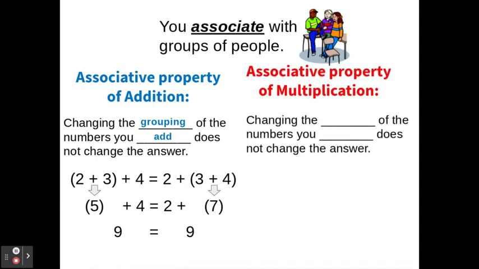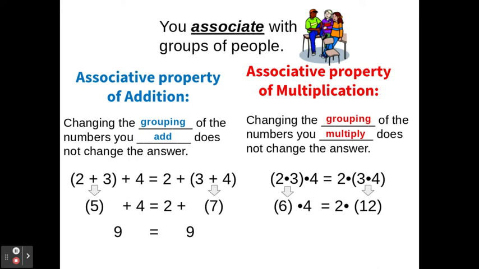We also have associative property of multiplication, because as you know, changing the grouping of the numbers that you multiply is not going to change the answer either. So if I'm taking 2 times 3 times 4, I could group the 2 times 3 together first, or I could group the 3 times 4. See how I'm changing the grouping in the parentheses? But notice how it doesn't change the answer. The answer is still going to be 24. Okay, so associative property is all about grouping, changing grouping.